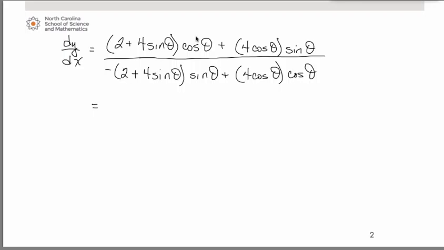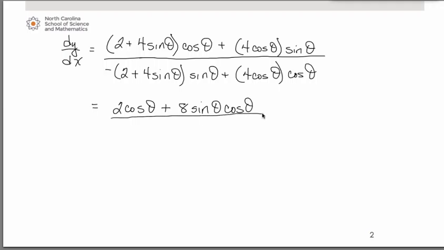Distributing, we have 2 cosine of theta, and then we have 4 sine cosine of theta, but combine that with the 4 sine cosine that's after our plus sign, we have plus 8 sine theta cosine theta. In the denominator, we have both the negative and the sign to distribute, giving us negative 2 sine theta, then minus 4 sine squared theta, and then we have plus 4 cosine squared theta.